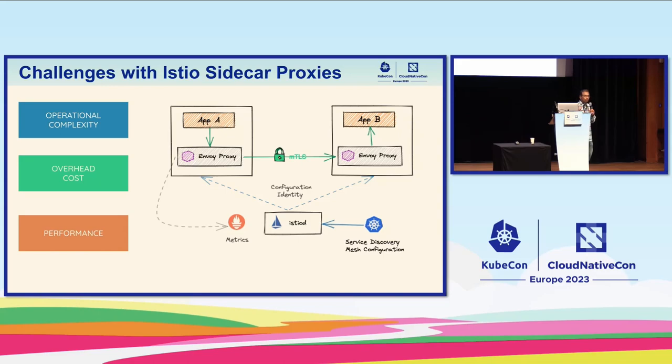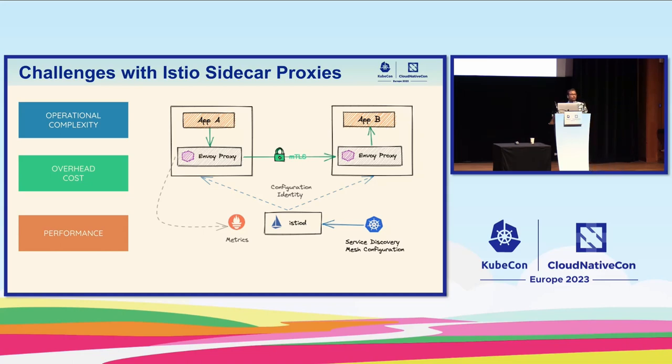So there are three areas that we often see customers struggle with in the Istio sidecar proxy architecture. One is operational complexity. In Istio, the sidecar proxy is added as another container in the same pod in which your application is running. And we create iptables rules to make sure the traffic is intercepted and sent from the application to the sidecar container, right? So the operational complexity involved with this approach is that to add the sidecar proxy, you have to restart your container. You have to restart your pod.